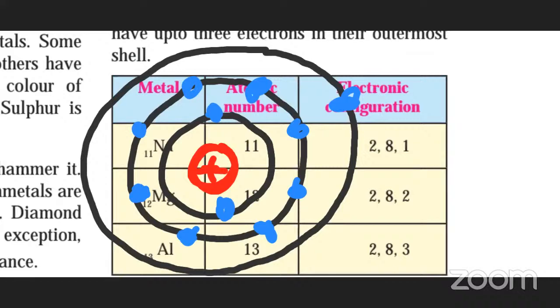So why is it written as 2, 8, 1? It is by the number of shells. The first shell may have 2 electrons, the second shell 8 electrons, and the third shell only 1 electron. If it is 2, 8, 2, the third shell also contains 2 electrons. If it is 2, 8, 3, the first shell contains 2 electrons, the second shell 8 electrons, and the third shell 3 electrons.